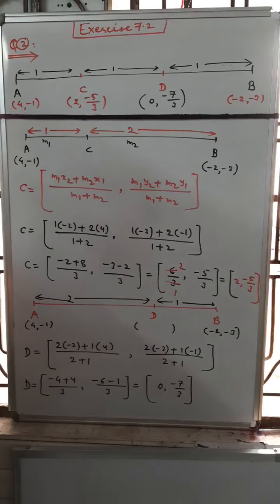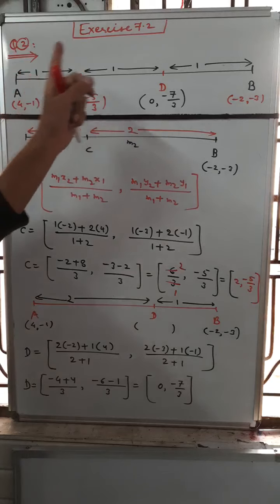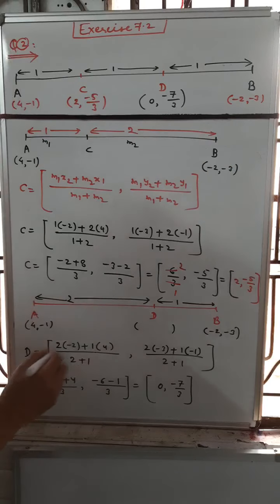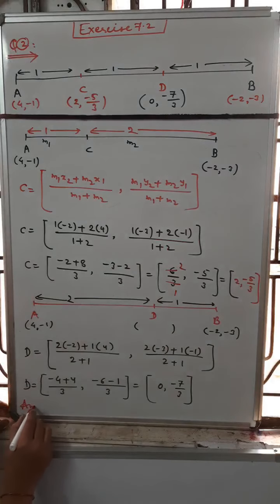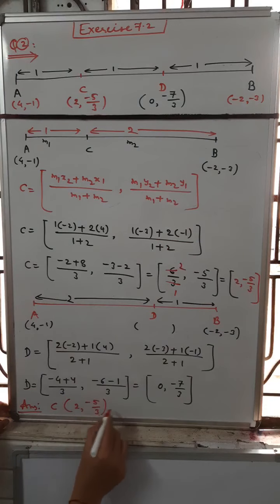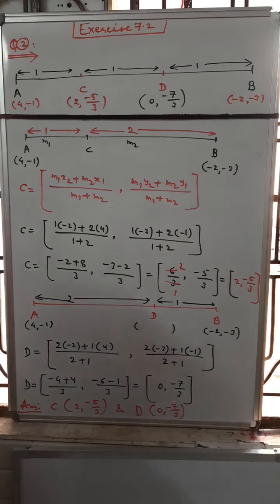So these are the points which divide the line into trisection, or 3 equal parts. So that will be your answer. We can write the answer: point C is equal to (2, -5/3), and point D is equal to (0, -7/3). It is the solution and answer of this question.